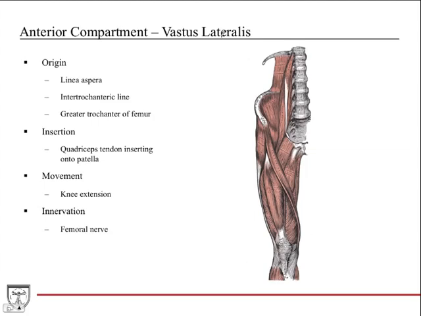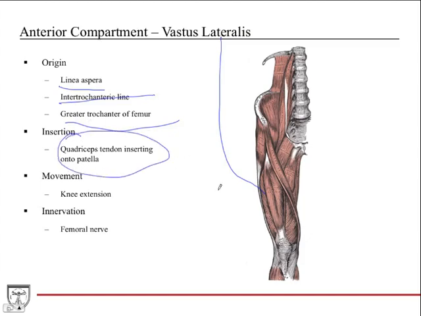Vastus lateralis, so it's on the lateral aspect here. Coming again, it also originates from that linea aspera, the lateral lip you could think of, and the intertrochanteric line, so that line that connects the two trochanters, and then also the greater trochanter of the femur. So 3 origin points right here. Common insertion of the quadriceps tendon, movement, knee extension. Again, it's going to pull across that knee joint. It's an anterior compartment muscle, femoral nerve.